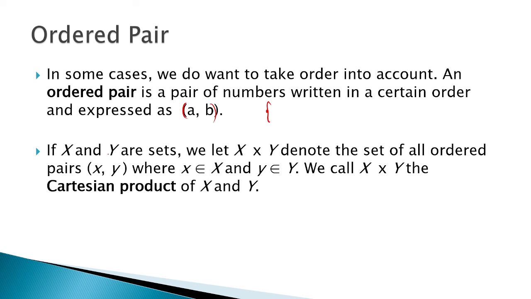So, if X and Y are sets daw, and we let X cross Y, ang tawag natin dito sa operation na to, denote the set of all ordered pairs (x, y), where x is an element of X and y is an element of Y. So, yung tawag natin sa operation na to is cross or Cartesian product. So, combination kumbaga. So, x sub 1, y sub 1, and so on and so forth. Lahat ng members ng X and lahat ng members ng Y.